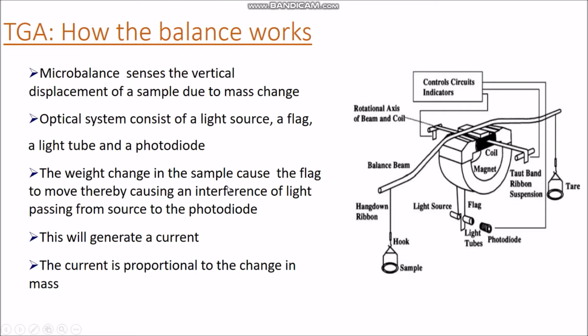The weight change in the sample causes the flag to move. This movement will interfere with the light falling from the source to the detector, or the photodiode, and there will be a generation of current. The generation of current occurs due to the change in the intensity of light falling on the photodiode. The current that is generated is proportional to the change in the mass.